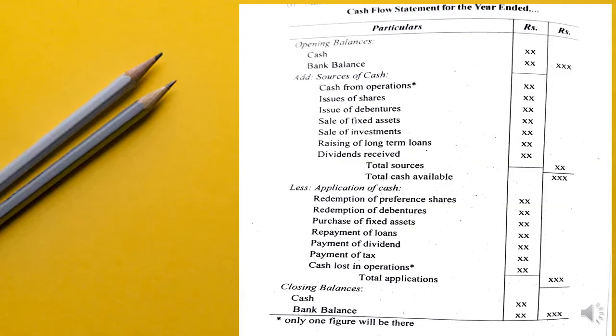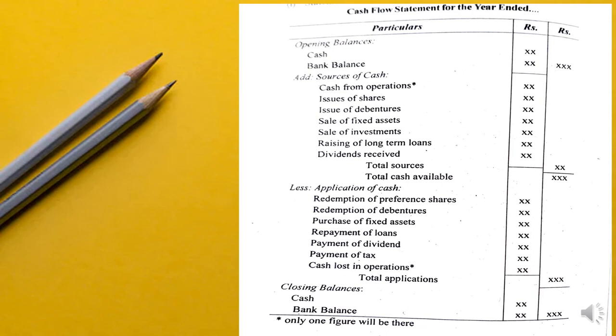We have two types of format for the cash flow statement. One is statement form, that is vertical method, which you are seeing on the screen, and the second one is account form or T form or horizontal method, which will be explained in the next slide. So here you can see they have given the cash flow statement for the year ended. Particulars, rupees, two columns we have, one is inner column and the second one is outer column.